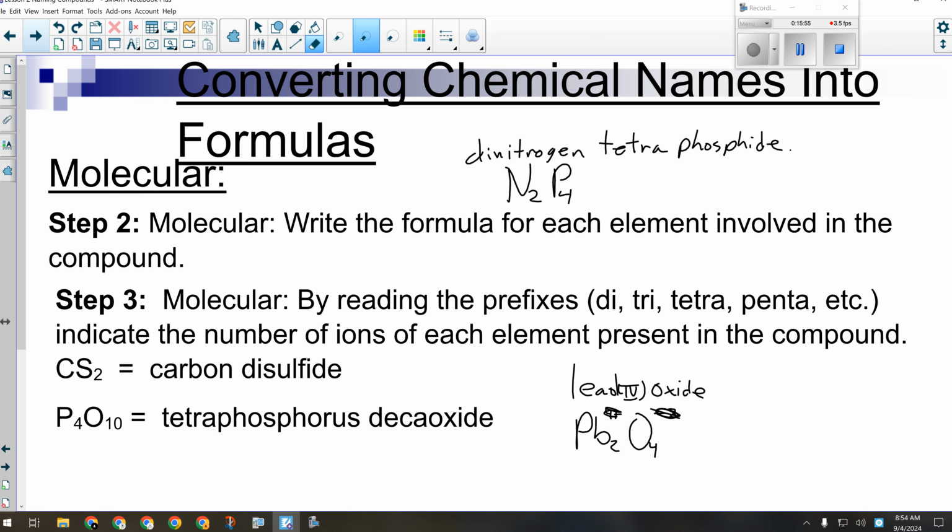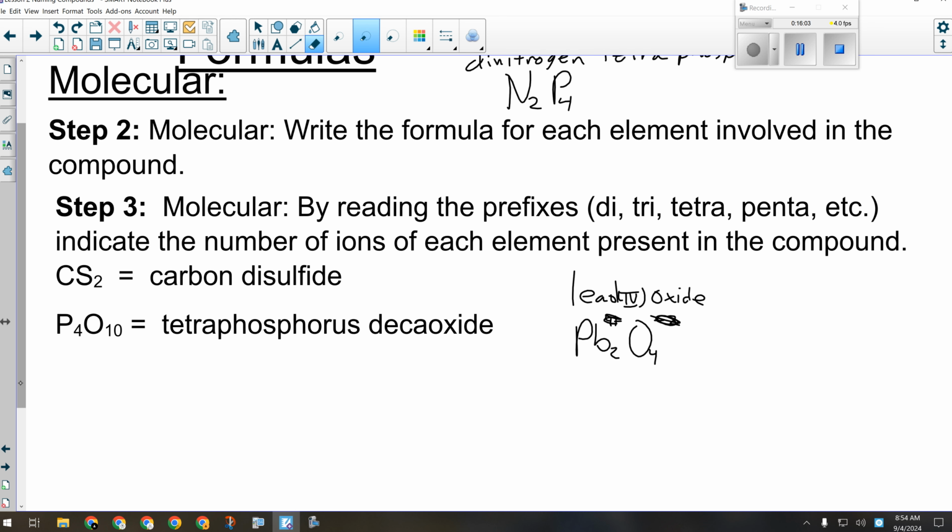But I can reduce that to 1 and 2, and the charges would still balance. Exactly, right? So if I do this, I'm going to take away my scribbles again there. This would be looking like this, but if I wrote it like this, which would be correct, the charges still work out. I've got a 4 plus and a 2 minus, that's 4 negatives and 4 positives. The charges balance in the lowest terms.